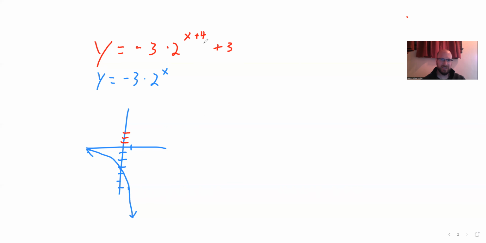Now I'll adjust for my translations. That's up 3 and left 4. So start with my up 3, and I'm going to move the asymptote up 3. Now I'll take the rest of these points and I will move them up 3 and left 4. I don't need to move an asymptote or a line left. Move that up 3, left 4, up 3, left 4, and this becomes my final graph.